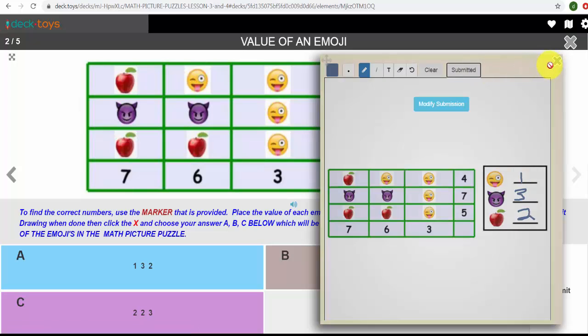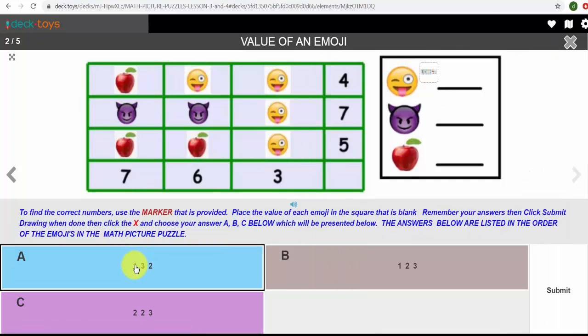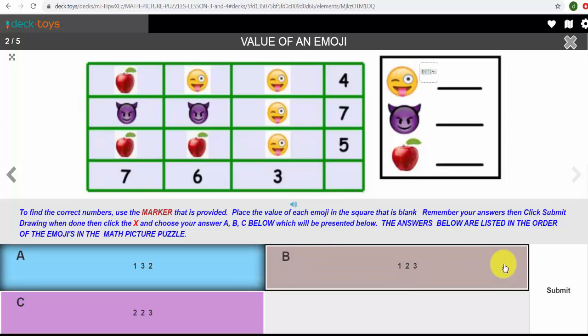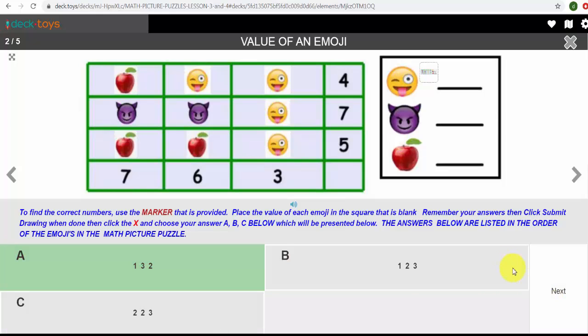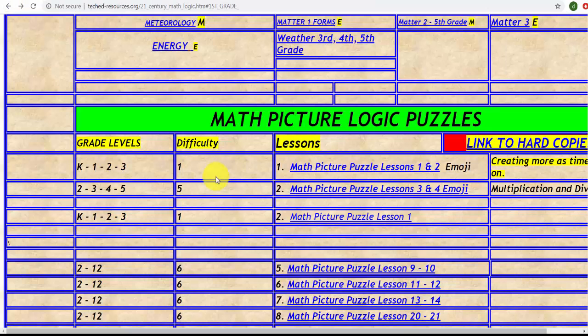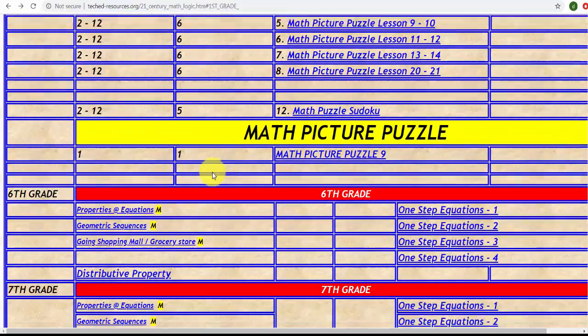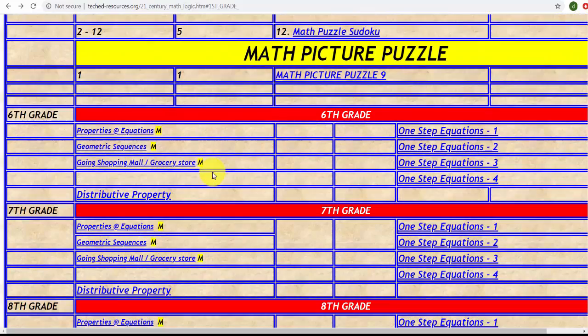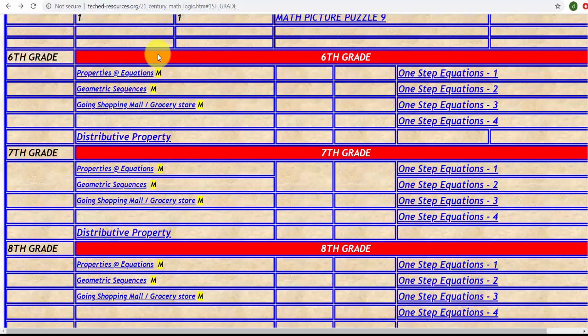Submit your drawing, okay? And here it is, 1, 3, 2. Click on it and hit submit. When you hit submit, obviously it's right because you got green. Okay, let's go back. Now there's more than this on there, but you got the general idea. Math, picture puzzles, right? Got quite a few here for you to look at.